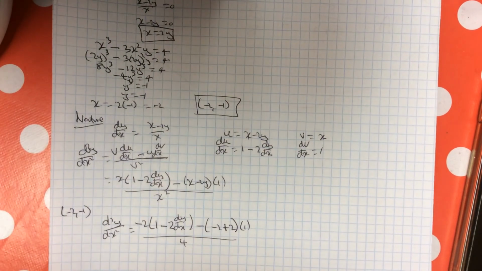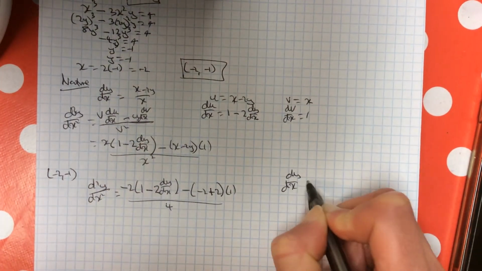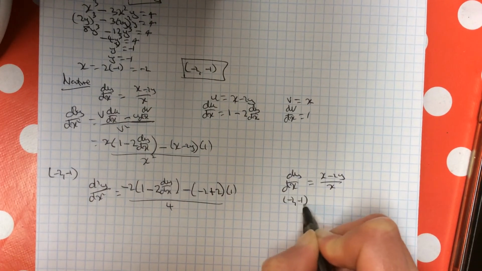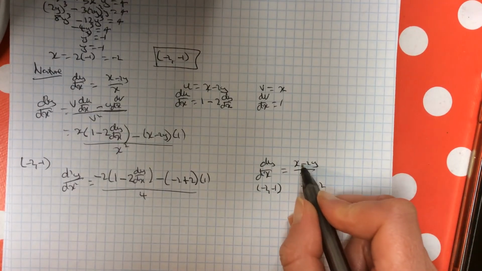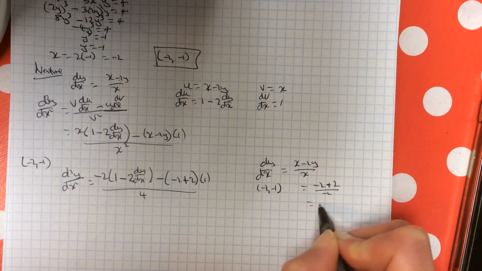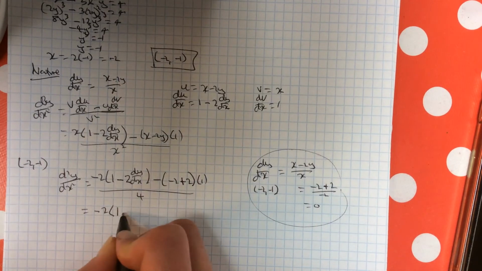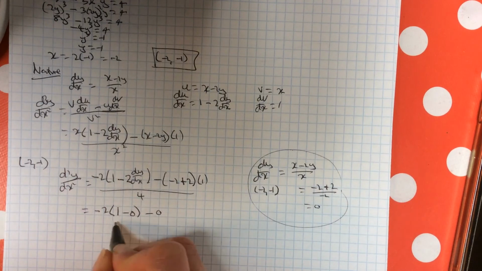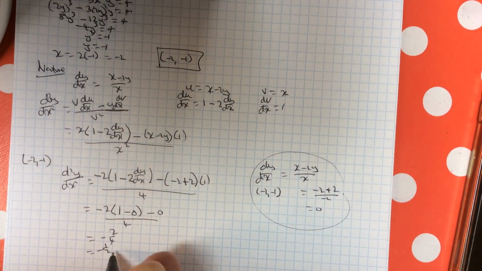To find my dy by dx value, all I do is take my dy by dx, which I have up there, and just plug your x and y into it. So that gives me a value of x is minus 2. Minus 2 times minus 1 is plus 2 all over minus 2. So it's 0. So tidying this up, I get minus 2. 1 minus, that becomes 0. Minus, that becomes 0 over 4. So I'm left with minus 2 over 4, minus a half.